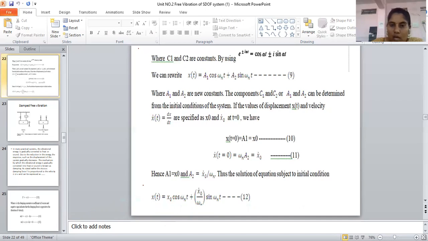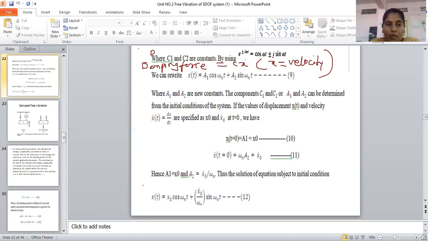First, we have to clear the damping force. You can see here that is the damping force, FD. The damping force is equal to cx dot, where x dot is the velocity and c is the damping coefficient, the coefficient of viscous. The negative sign indicates that the damping force is opposite to the direction of velocity.